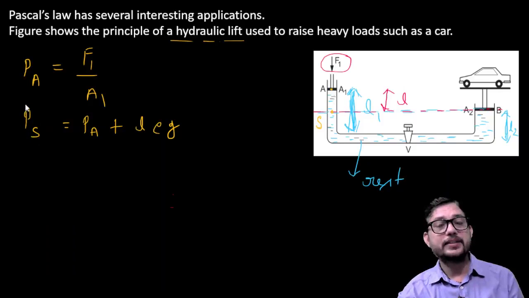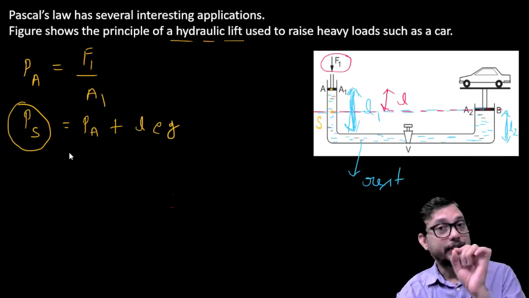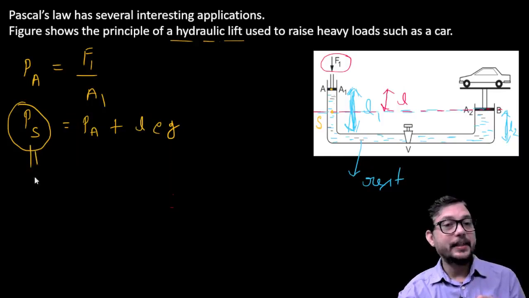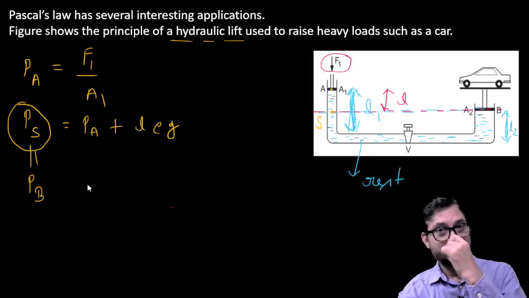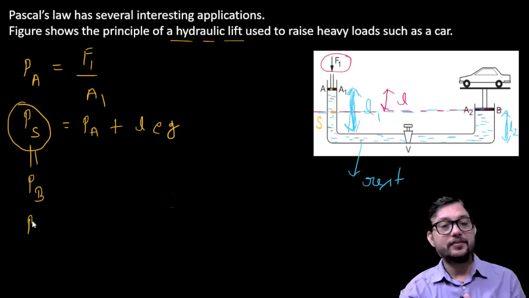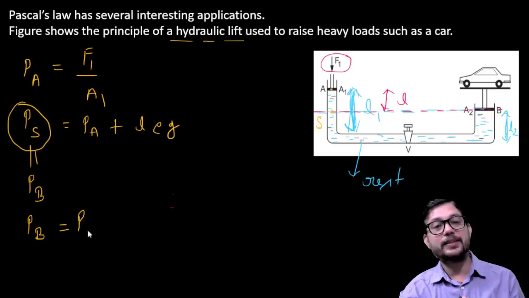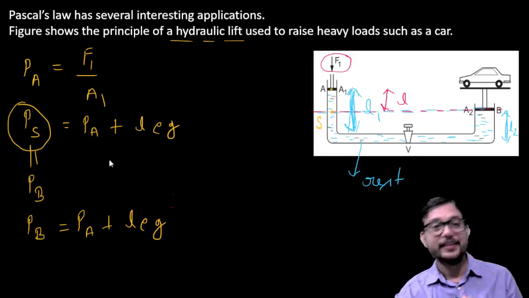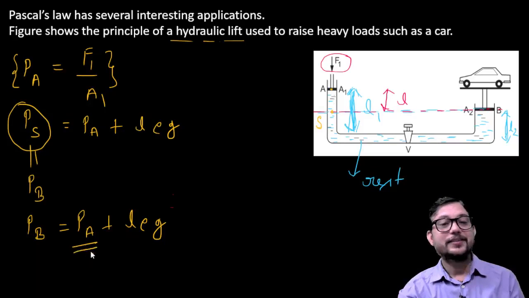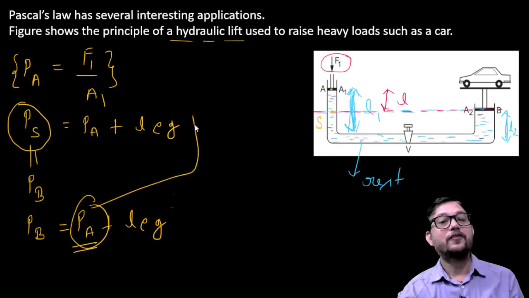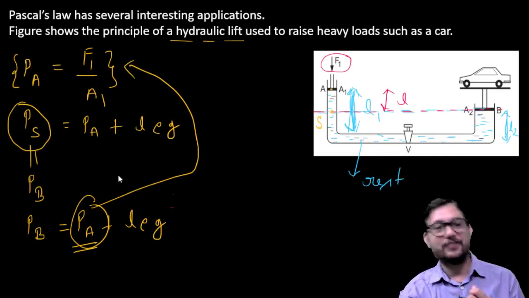Now the pressure at point S is equal to the pressure at point B. And why? Because they are at the same level. So the pressure at point B is the pressure at point A plus L rho G. What does it mean? It means if we increase the pressure at point A, then the pressure at point B also increases by the same amount, which is equal to F1 upon A1.